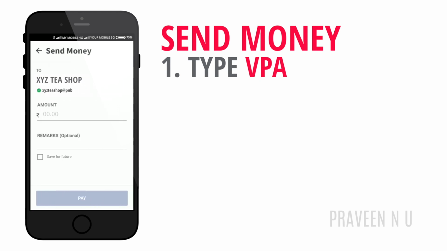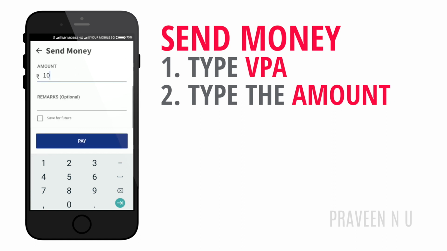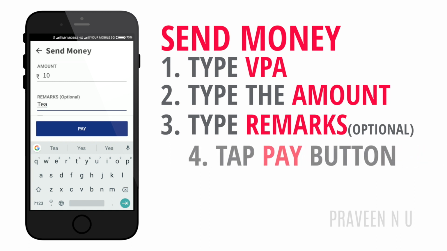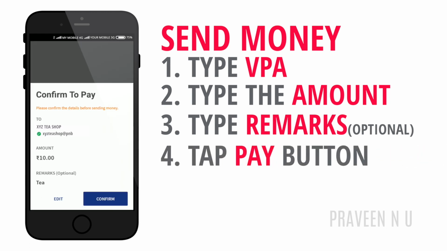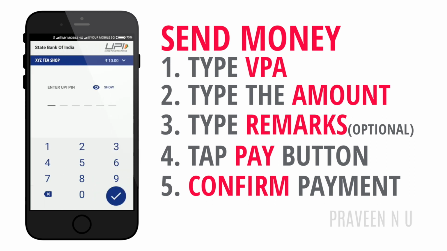The app will verify the UPI ID after typing it. It will show the actual name or company name registered with the account linked with the UPI, so it's easy for us to make sure that the pay address is correct. Then type the amount. We can enter the remarks or leave it as it is. Press the pay button, and if everything is okay, press the confirm button.